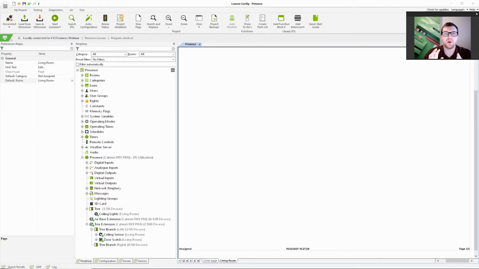This will be a video going over the presence sensor, its various inputs, its various parameters, and then how we configure that within Config using primarily the presence block. So without further ado, let's get started.